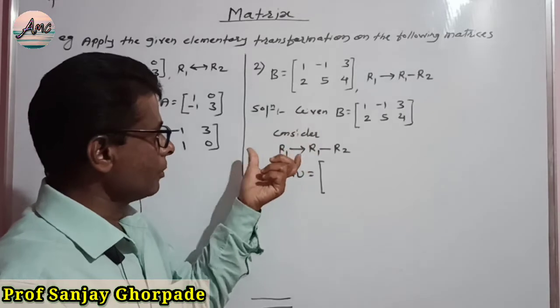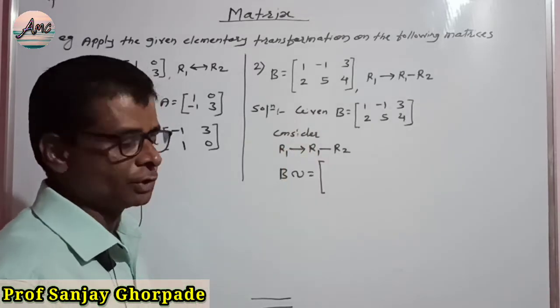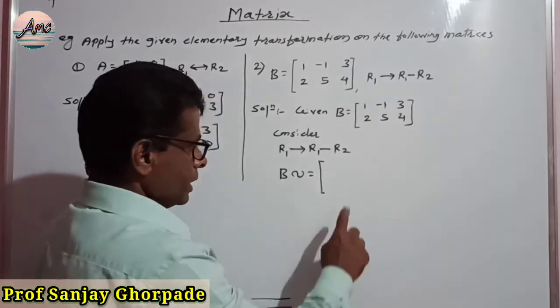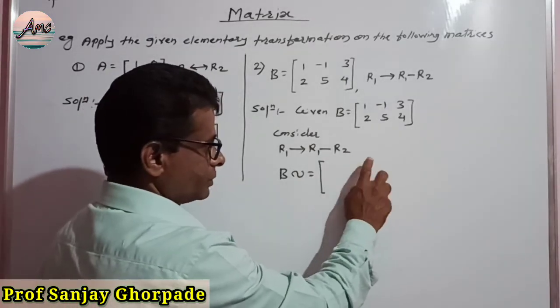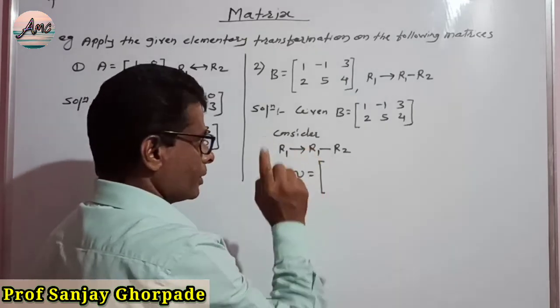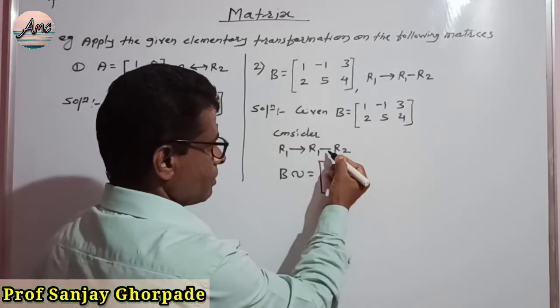Consider the operation R1 tends to R1 minus R2. That means the new matrix which we are going to write here, the elements of the first row are obtained by performing this operation. So the elements of first row minus second row.